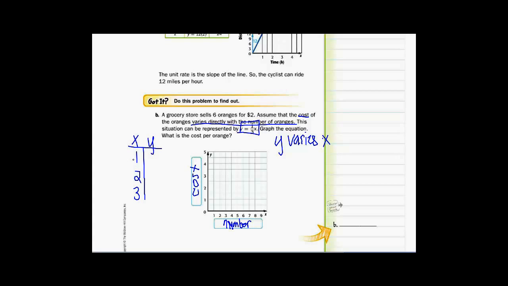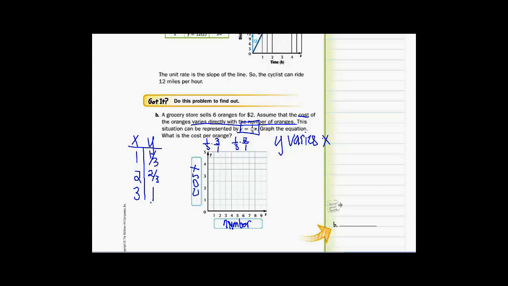So for 1 orange, that's what our x is. For 1 orange, we put in a 1 right there. It would be 1/3. Put in a 2 right here. So 1/3 times 2, which would be 2 over 1. So that would be 2/3. Put in 3 right here. So 1/3 times 3, which would be 1.